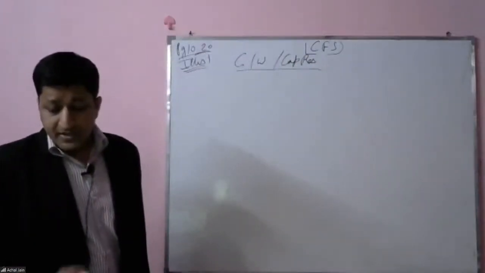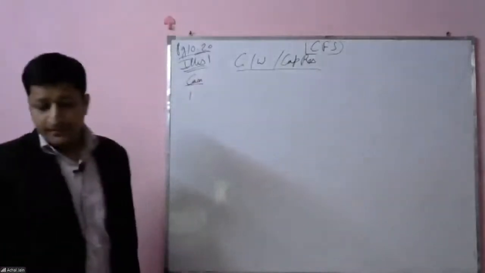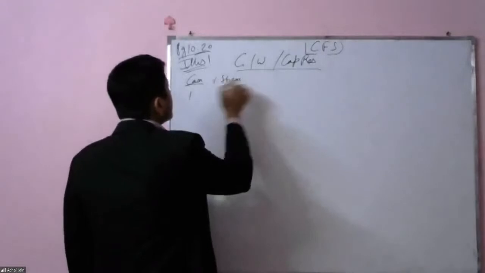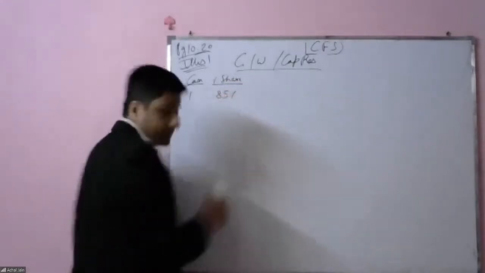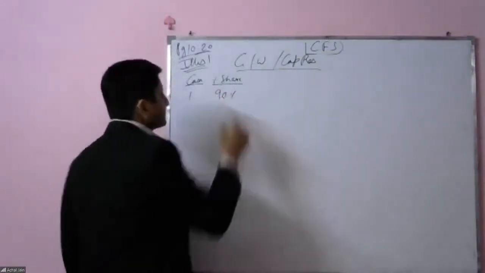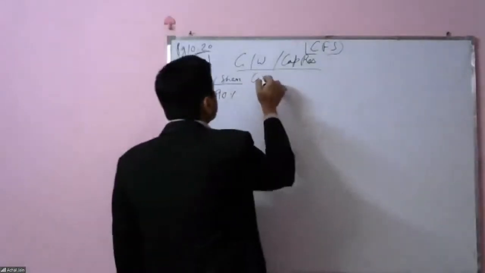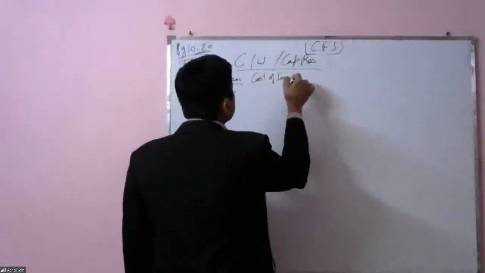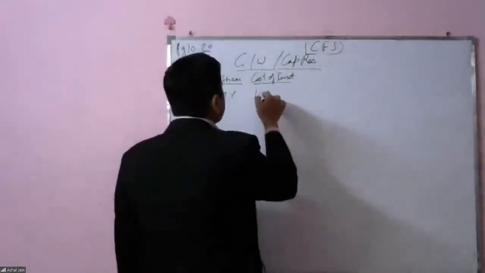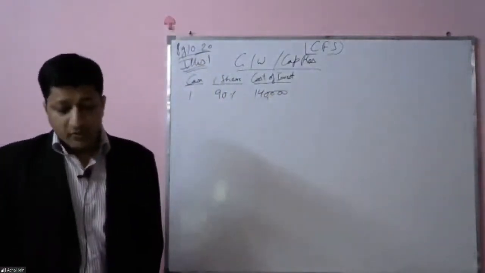So again, we have 4 cases. So starting with case 1. What's the percentage shareholding? Percentage share in first case was 80. Sorry, it's 90 in first case. Then what's the cost of investment? Means the purchase consideration. Cost of investment. In the first case, it is 1,40,000. Right?